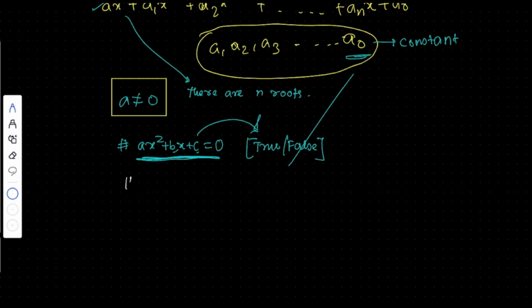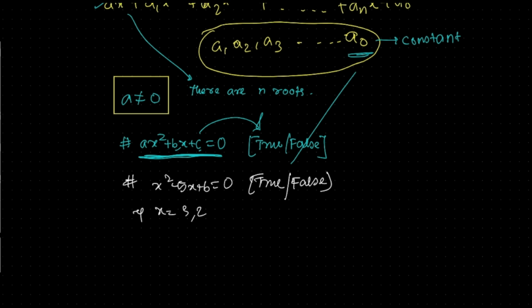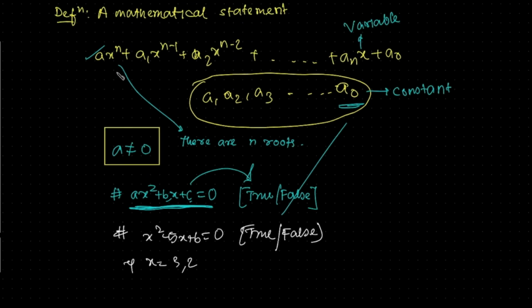Let there be the equation x square minus 5x plus 6. Is this equation true or false? Now we know it has 2 roots. These roots are 3 and 2. This satisfies our first condition that it should have n roots, and there are n only, n equals 2 here, and there are 2 roots.